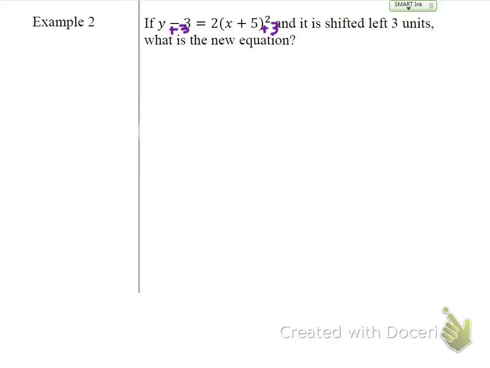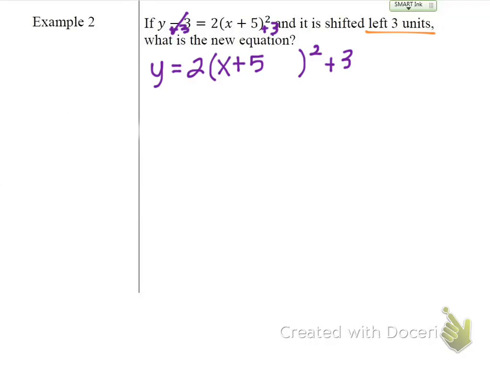So I'm going to rewrite this as y equals 2 times (x plus 5), and I'm going to leave a blank squared, plus 3, and leave a blank behind that. So we just moved that 3 to the other side so that we have y equals, because those cancel. So then let's fill in the blanks.